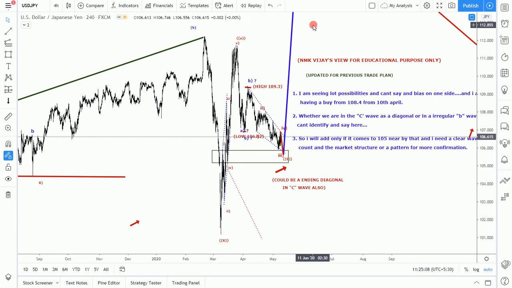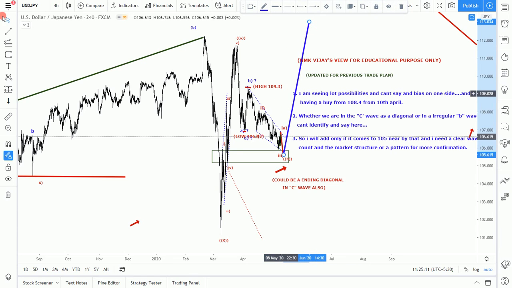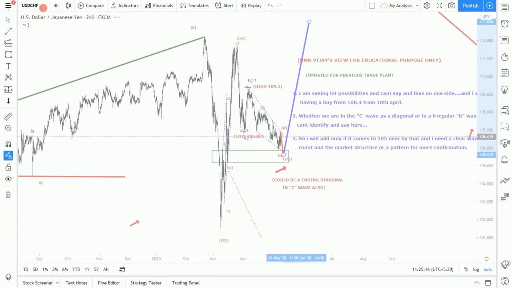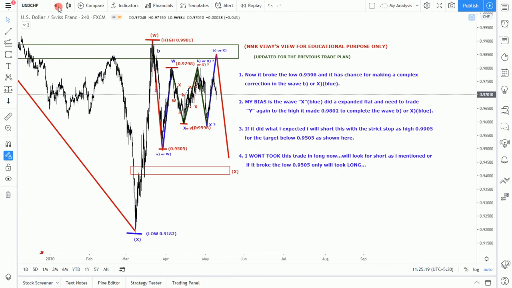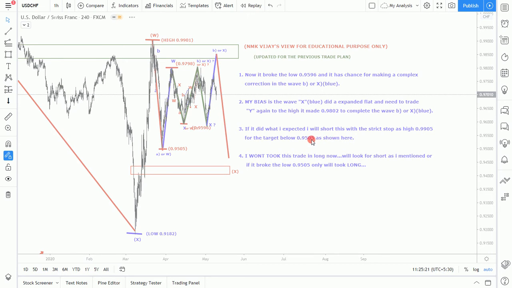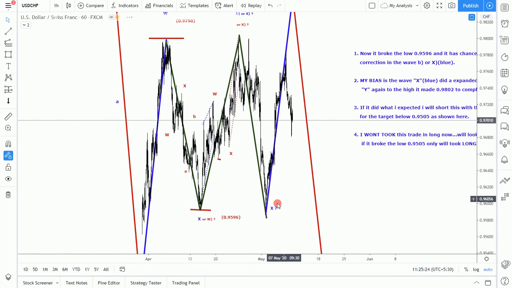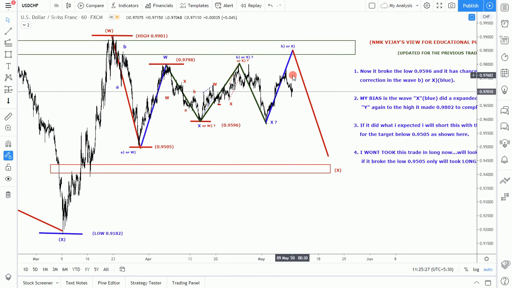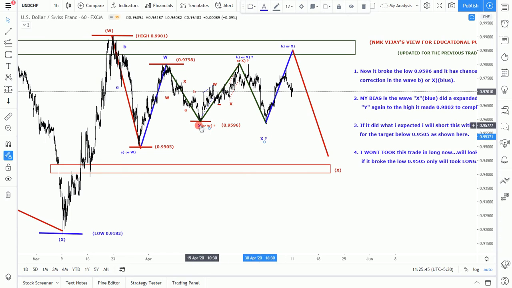Let's see. So USDJPY is completed. Now USDCHF. It has also done the same thing I expected. Here it's already broken. I told you that in the last video also, it has a chance to come down, but I'm not satisfied with that because of correlation to the DXY and other pairs. So this has to break this high. So right now it's a W. So now it is confirmed as an X. So A is finished. So we are in the B wave.